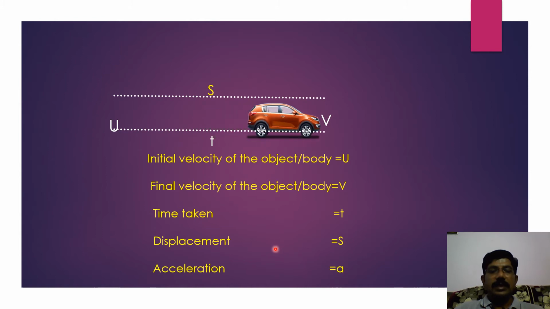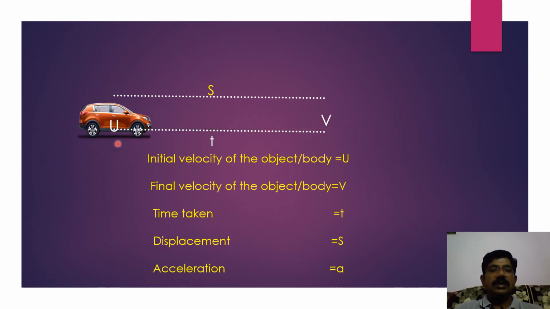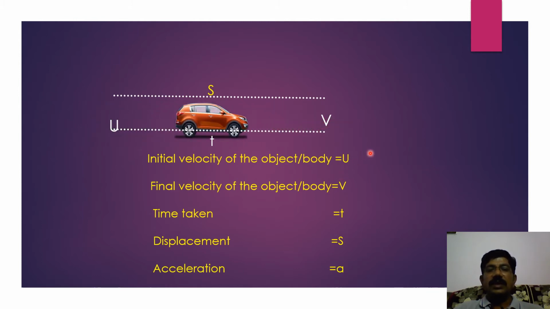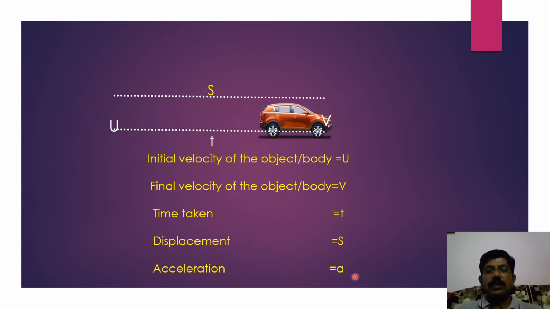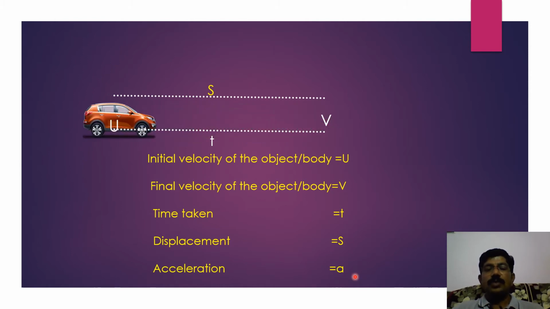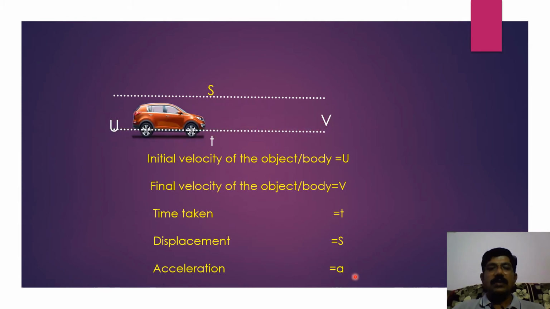Next, during that there is a change in the velocity. It is already moving with an initial velocity u. After some time it attained a velocity of v. There is a change in velocity. So whenever there is a change in the velocity, there is an acceleration. So acceleration is a. Here you have to remember these equations are applicable for non-uniform motion, where a, the acceleration, is not equal to 0. Let us discuss in detail.